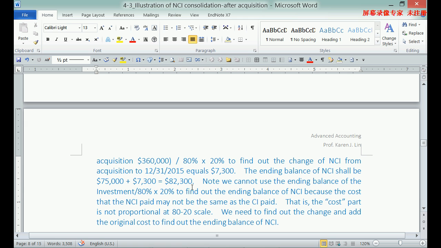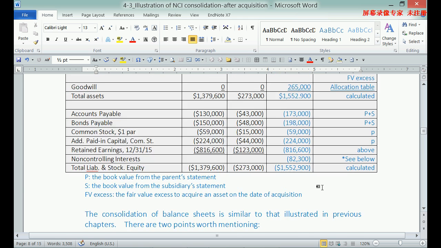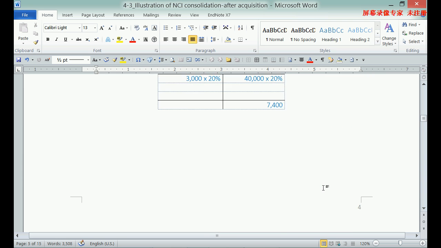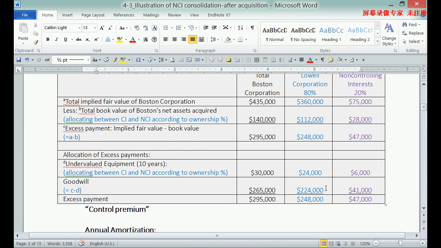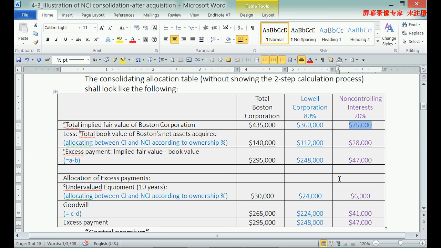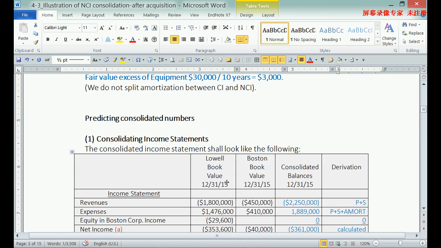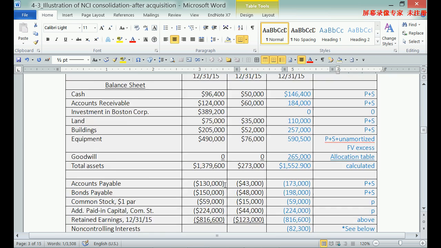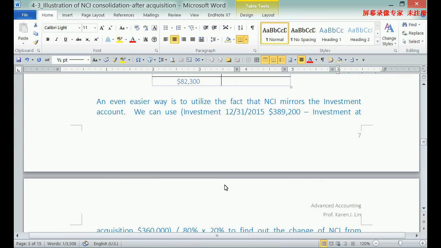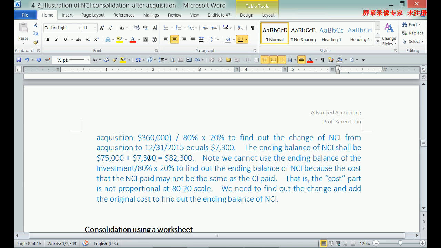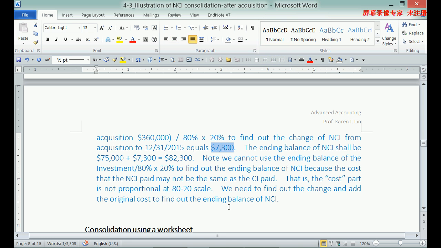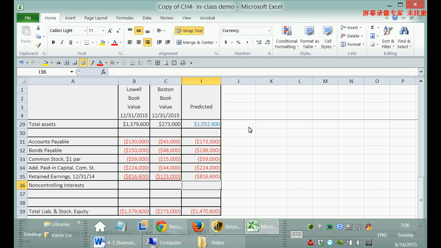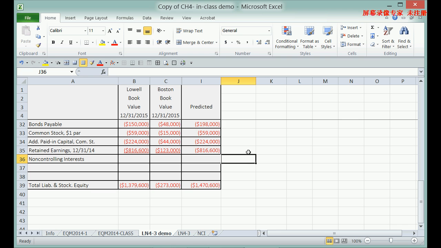$7,300. In the beginning, when the NCI acquires the sub, it's $25 per share, and it's 3,000 shares, we saw from before. So NCI's cost is $75,000, plus the changes that NCI has. That's page 7. Plus the changes, that's the 7,300. We get 82,300. So I'm going to calculate it here. That's the NCI.